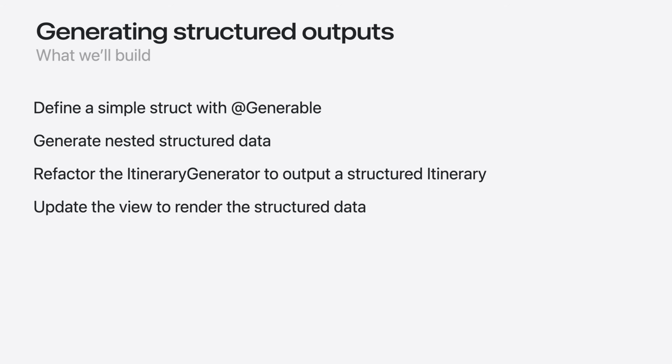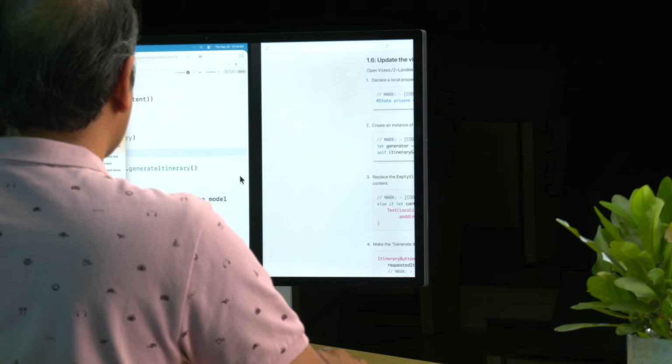We'll start this chapter in the playground where we'll define a simple struct with a Generable macro applied to it. We'll then build on it to create more complex nested data structures for the model to generate. Finally, we'll go back to the app, we'll refactor our itinerary generator to output our new structured itinerary type and update our views to display it in a rich UI. Let's head on back to our code along guide.